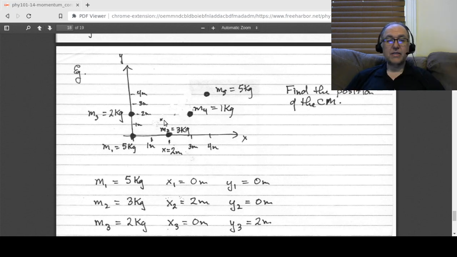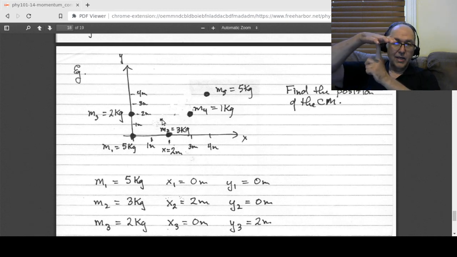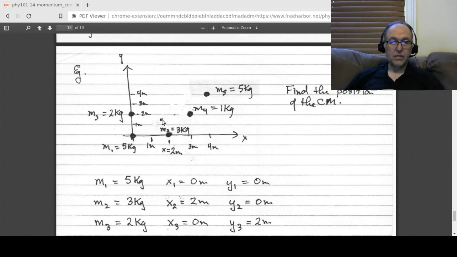And you might say, well, how would these masses even stick together? I don't know. They're in a plane, so maybe there's some thin plexiglass holding them in place or something like that. And if you were to try to balance this thing, you would have to put your finger right there on this plane, and then it would balance. Right there. All right. So there it is.